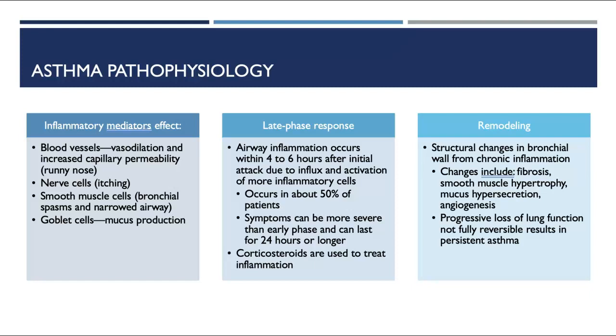Unfortunately, with asthma, there can be some structural changes or remodeling from that chronic inflammation. And so changes include fibrosis, smooth muscle hypertrophy, mucus hypersecretion, and angiogenesis. Progressive loss of lung function, not fully reversible, results in persistent asthma.